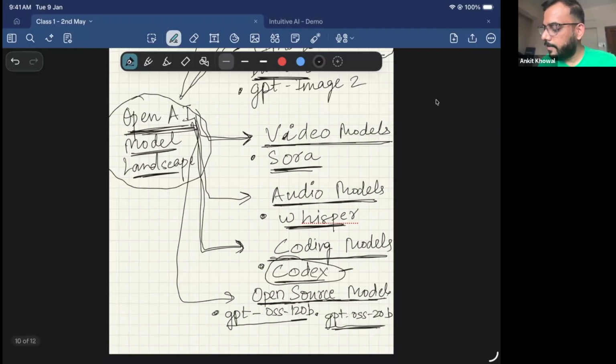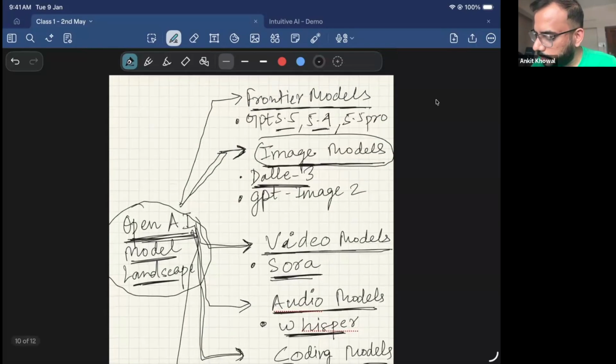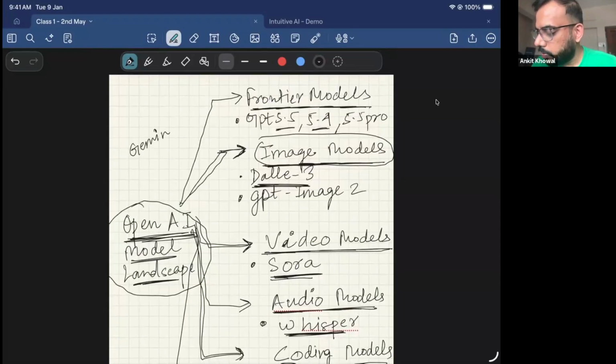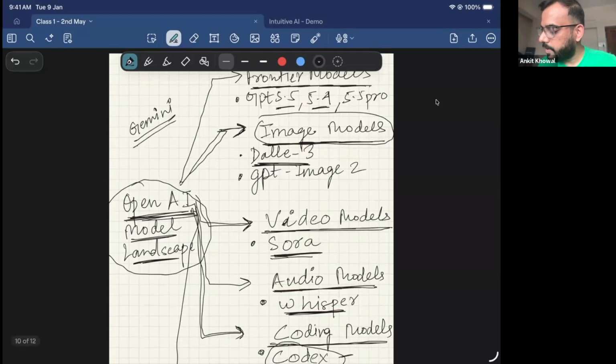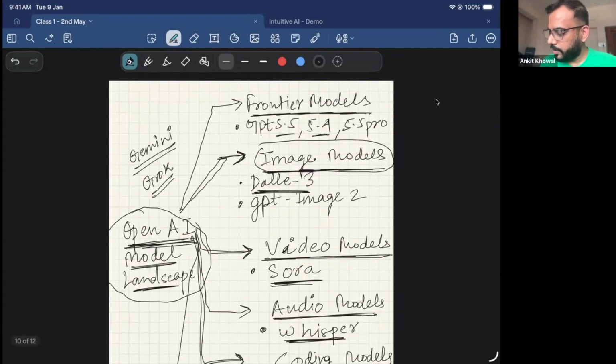All the companies have their own. If tomorrow you go to Gemini, it will have its own set of models, specific for image, specific for audio, and all those things. You go to Grok, it will have its own set of models, and every big provider or big company will have these models. Okay. Any questions on this part?